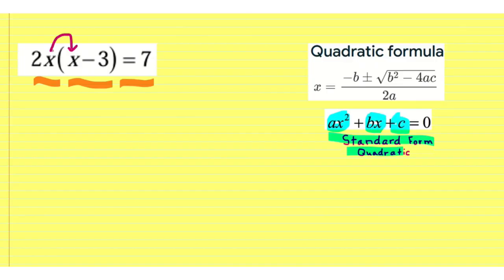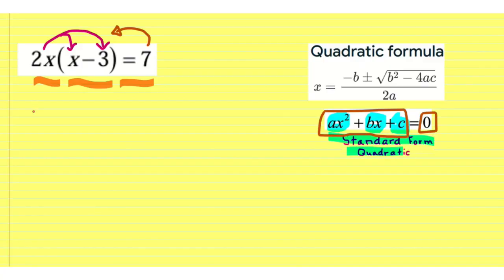So we are going to distribute the 2x, not just the x, but the 2x, into the parentheses to both of the terms inside the parentheses. And then after we do that, we are going to take the 7 and subtract it from both sides and move it to one side. So we'll have all the terms on one side, and it will just be equal to 0 on the other side. Okay, so let's go ahead and work it out.